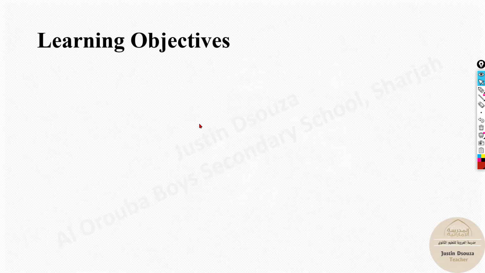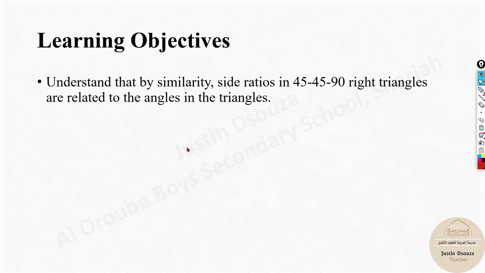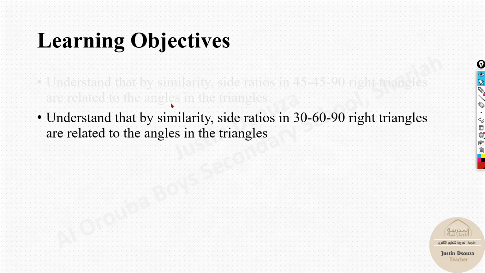The learning objectives of this lesson are to understand the similarity side ratios in a 45, 45, 90 triangle. If the angles of a right triangle are 90 degrees, and the other two angles are 45 and 45, then there is a certain relationship. And also to understand the similarity side ratios in a 30, 60, 90 degree right triangle.